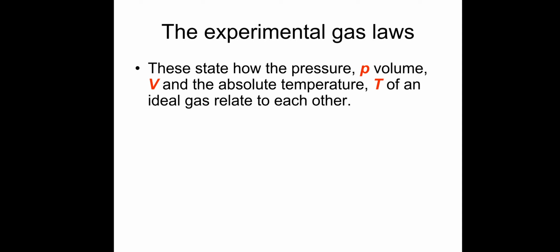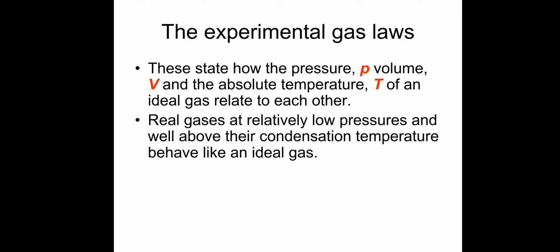So, experimental gas laws. These state how the pressure, P, volume, V, and absolute temperature, T, of an ideal gas relate to each other. For all of these ideal gas laws, temperature has to be in Kelvin. Real gases at relatively low temperatures and well above their condensation temperatures behave as ideal gases, so these equations work for normal circumstances. When temperatures get very low or extremely high, these laws can break down.